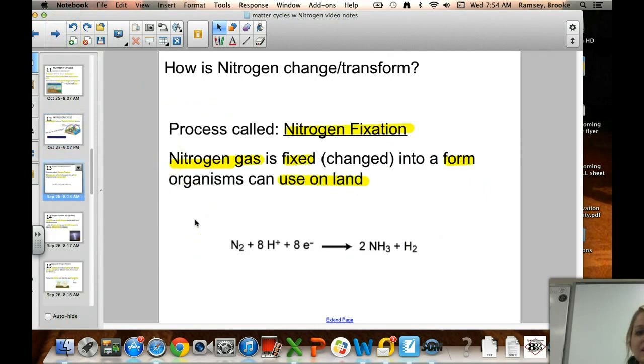So how is nitrogen changed? How is it transformed? So one way it's transformed is through nitrogen fixation. This is a process in which nitrogen gas from the air is fixed into a form of nitrogen that organisms like you and me can use on land.